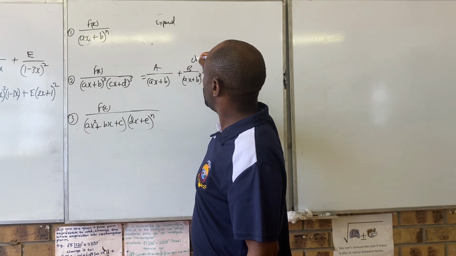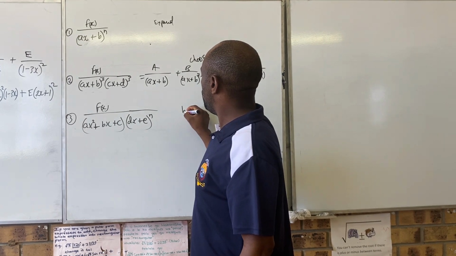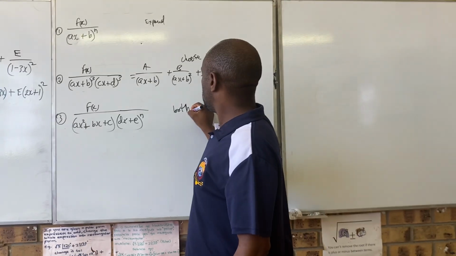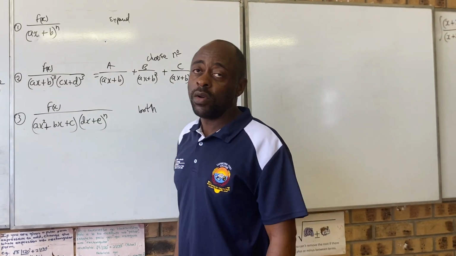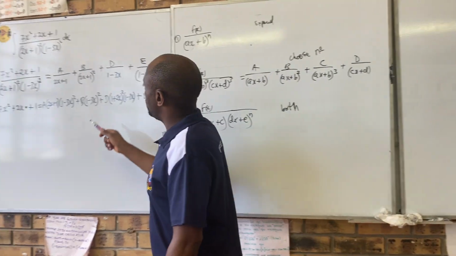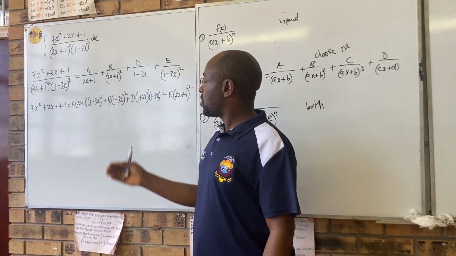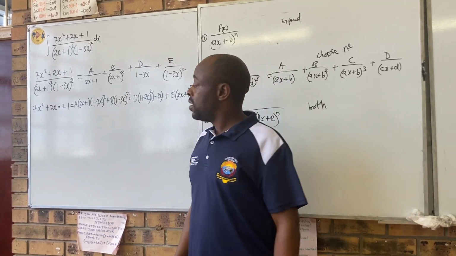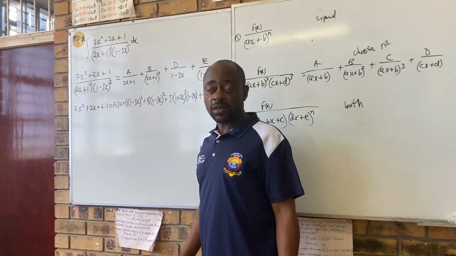Then here is to choose numbers, and here you do both. So since I'm working with this one, I'm going to choose numbers only. Since I'm looking for 4 constants, I have to choose 4 numbers and substitute them until I get equations. The first 2 are supposed to be simple because they will lead us straight to answers.